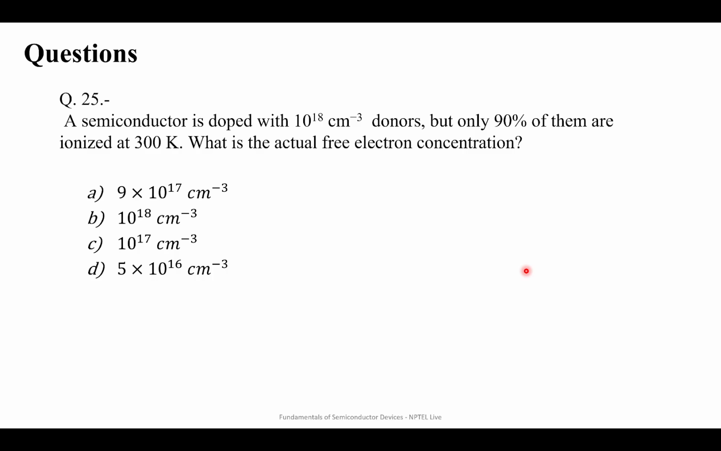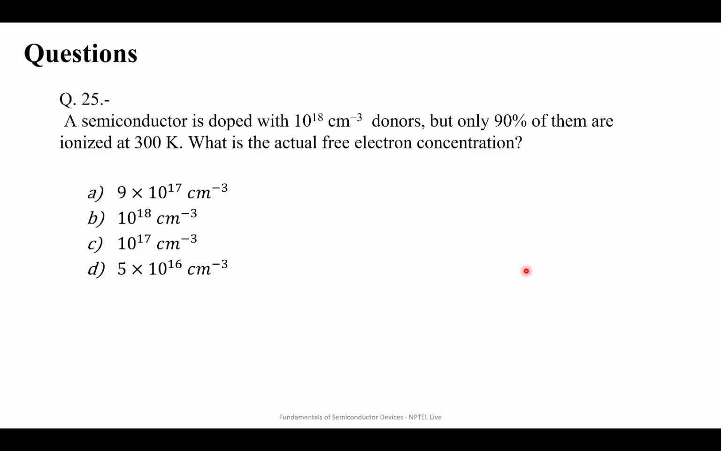So last question, very simple numerical. A semiconductor is doped with 10 raised to power 18 per centimeter cube donors, but only 90% of them are ionized at 300 Kelvin. What is the actual free electron concentration? 9 into 10 to the power 17 per centimeter cube, 10 to the power 18 per centimeter cube, 10 to the power 17 per centimeter cube, 5 into 10 to the power 16 per centimeter cube.